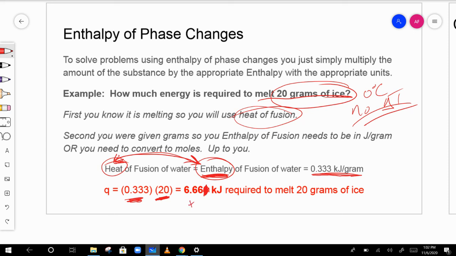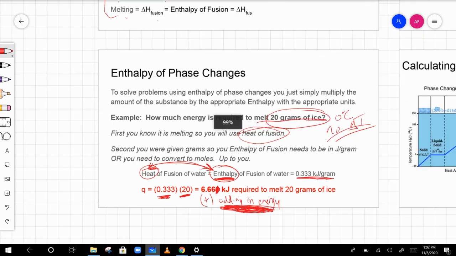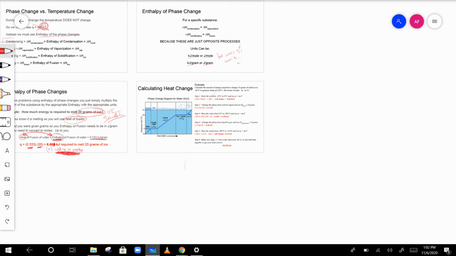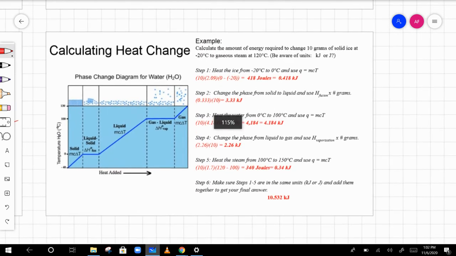So this would be positive because we're adding or putting energy in. We're heating it up. If it was coming out, if it was being released, if it was freezing, it'd be negative. Okay, so that's pretty much it. We look back at this problem again.